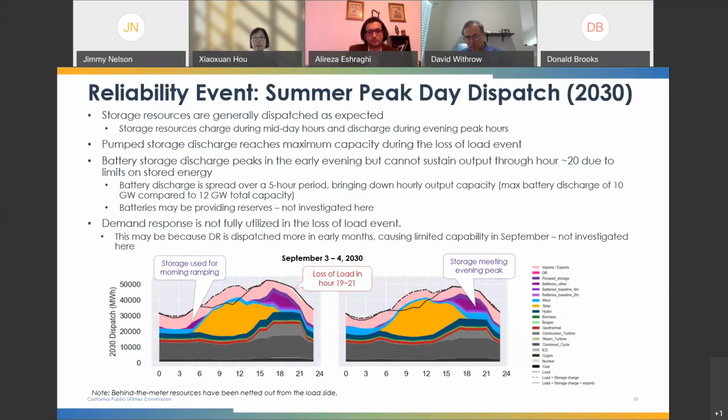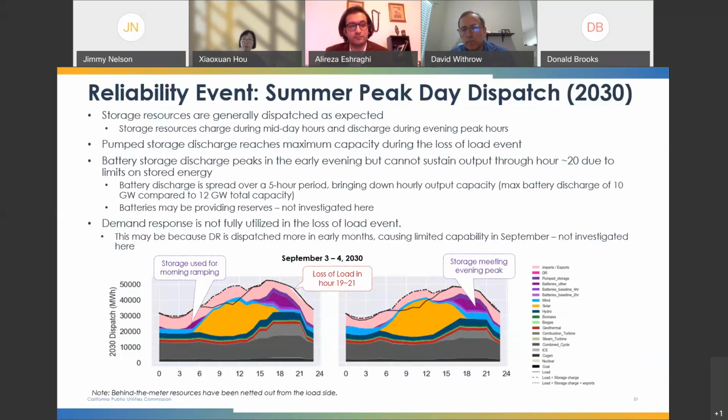We're seeing battery storage discharging ramps up in the earlier evening hours to provide the capacity need. But then this kind of output cannot sustain throughout the loss of load event due to the limited energy stored in those battery resources. We were also seeing that the maximum battery discharge level is a little bit below the total battery capacity. And there could be multiple reasons for that.